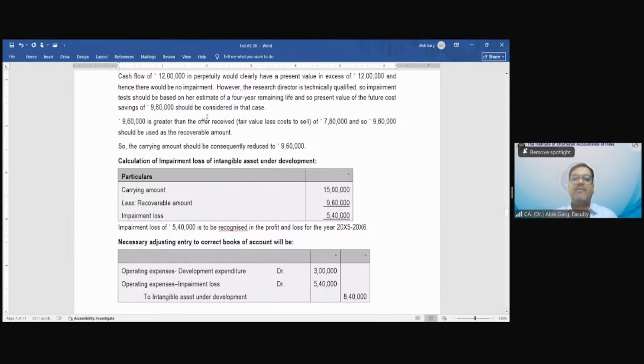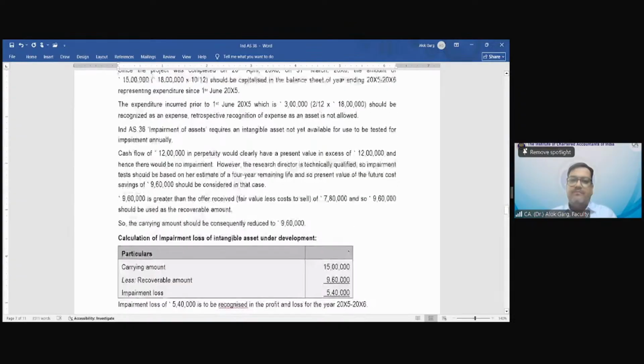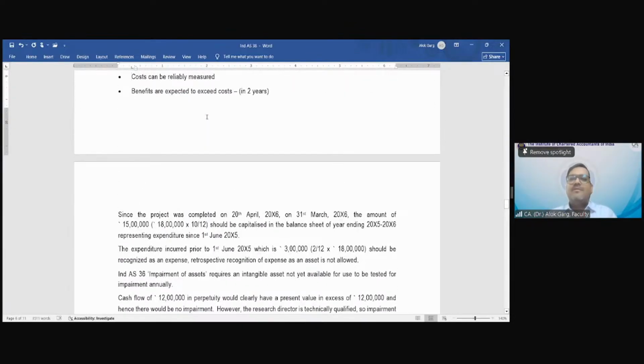Sir, in case of 7,80,000, how are we deciding that it is fair value less cost to sell? Because it has been offered by a buyer. Fair value is a market value, right? And what is the definition of a fair value? Fair value is a price at which a party is ready to buy that product. So the buyer is paying a price of 7.8 lakh. That is a fair value.